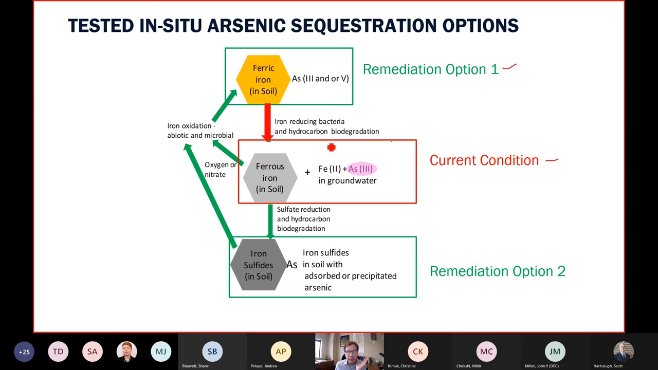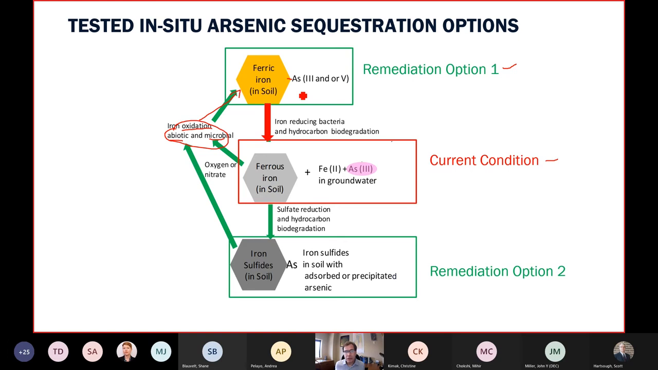Option one here is what would probably be a more classical approach in terms of in-situ biogeochemical adaptation, in that we can have iron oxidation, abiotic and microbial state of change, which changes the iron and becomes more aerobic, and arsenic then sorbs basically to the iron in soil. So again, this yellow-brown color represents an oxidized environment. If we can initiate this abiotic and microbial change in iron oxidation, then we can sequester the arsenic out of groundwater and essentially treat the plume.